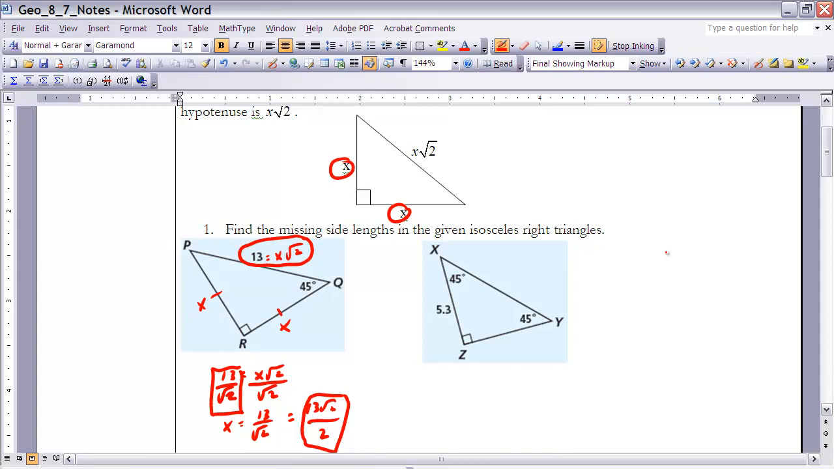In the second one, we're given one of the sides that are equal to each other. So if this one's 5.3, this side right here has to be 5.3. And then the side opposite, we know it's x square root of 2. So if 5.3 is x, then this third side, or my hypotenuse, has to be 5.3 times the square root of 2. So the answer there is 5.3 times the square root of 2.